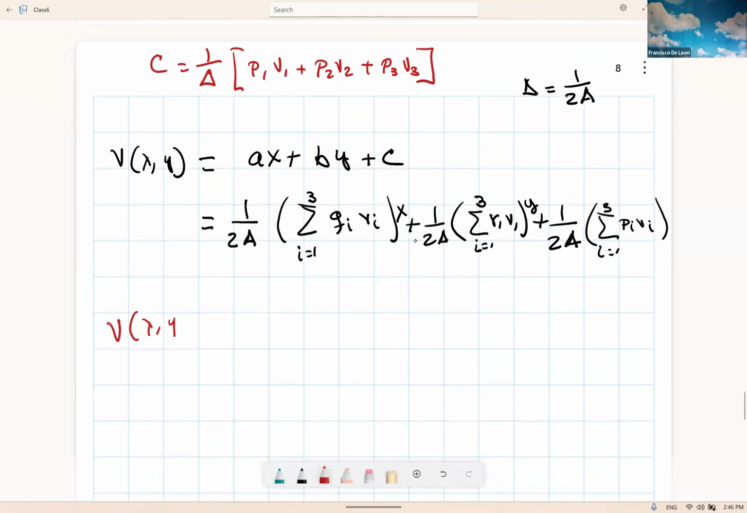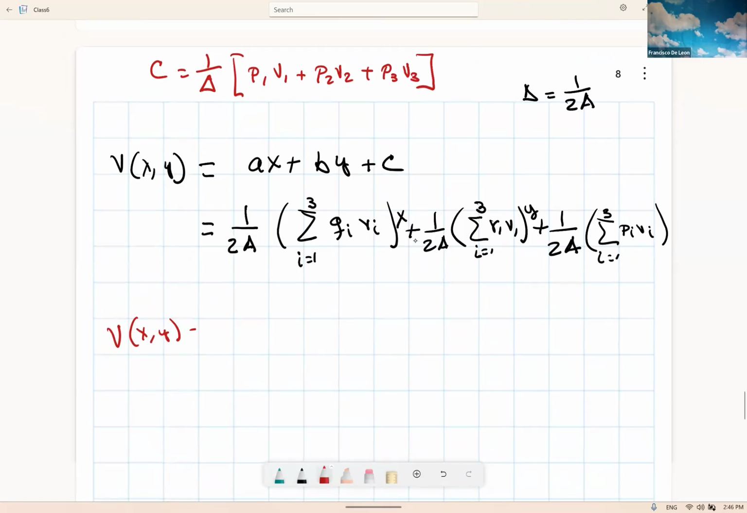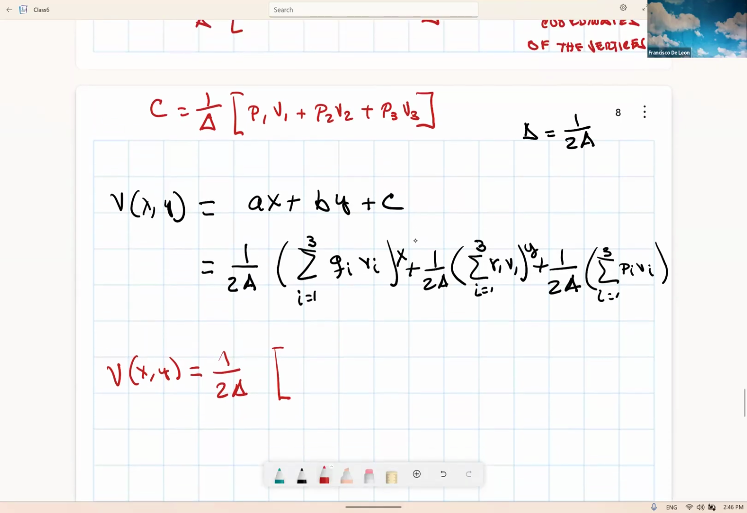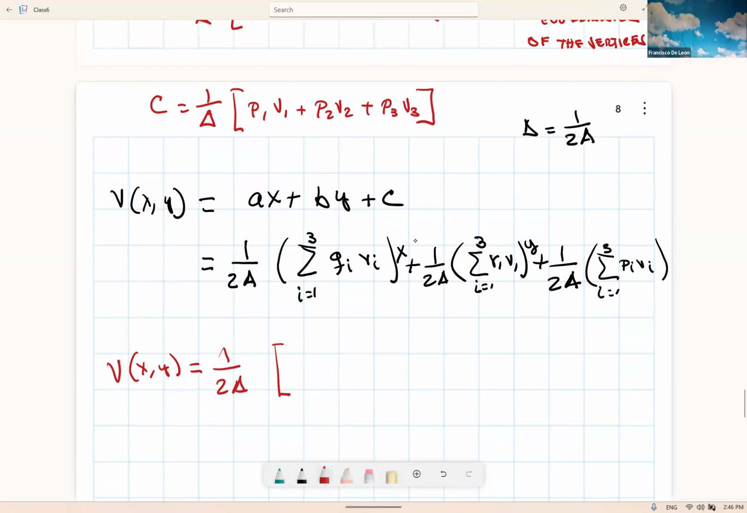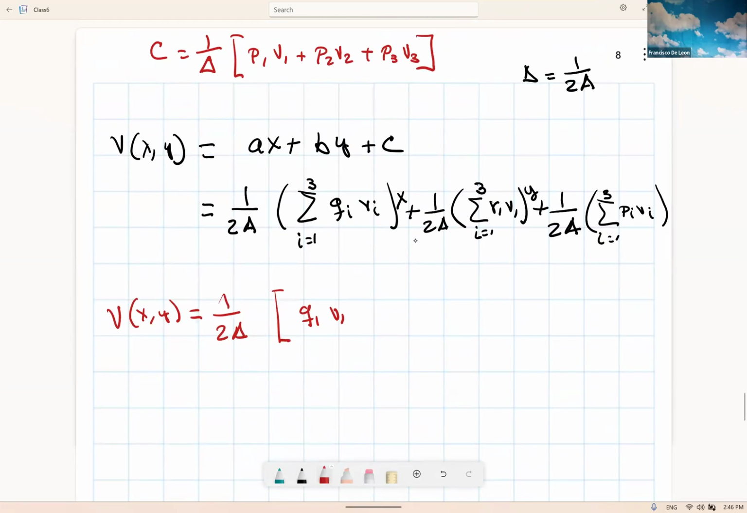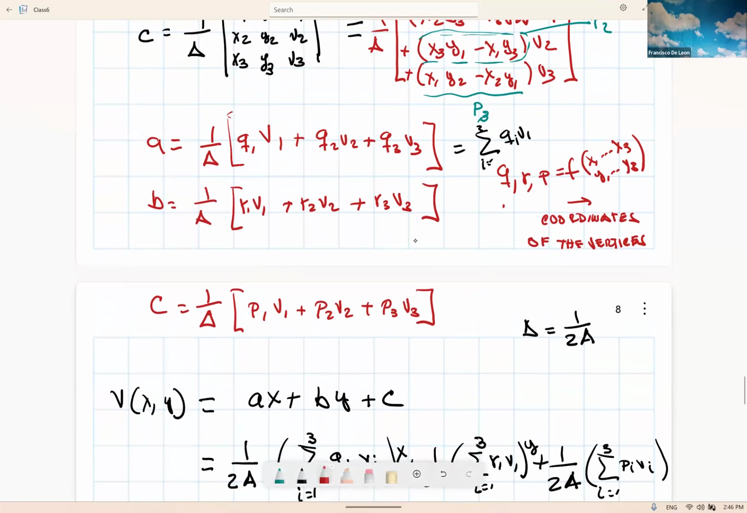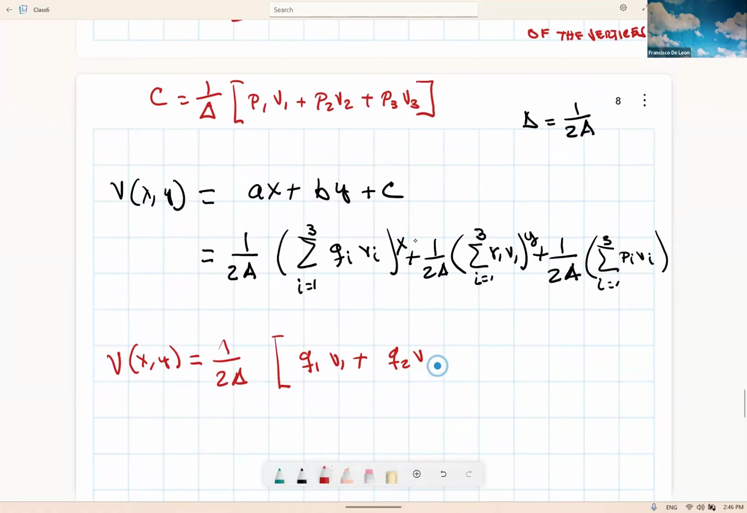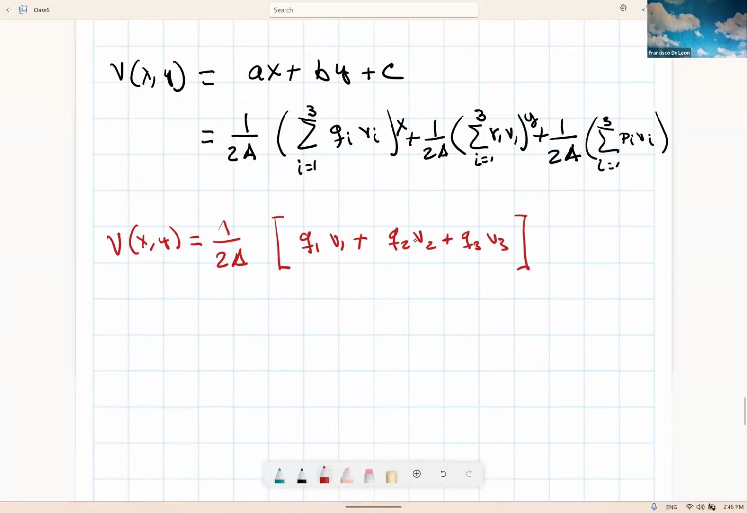I am going to write B of X and Y is going to be 1 by 2A. This is going to be a long equation, right? And I think I should put the value of A. And A is going to be Q1V1 plus Q2V2 plus Q3V3, right? And this multiplies, yeah, that's the way it is.